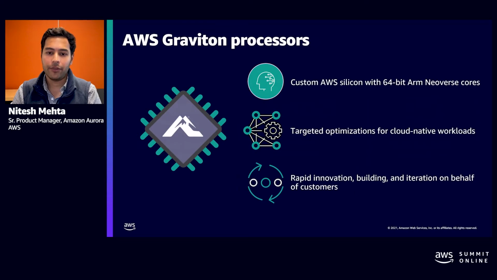So the AWS Graviton2 processors are built by Annapurna Labs. They're using the 64-bit ARM Neoverse N1 cores. And the reason we wanted to do it is we have tons of experience in the cloud industry. We have been working with a lot of our customers, and they wanted us to own the whole stack, not just the infrastructure, the software, but also the processors itself.